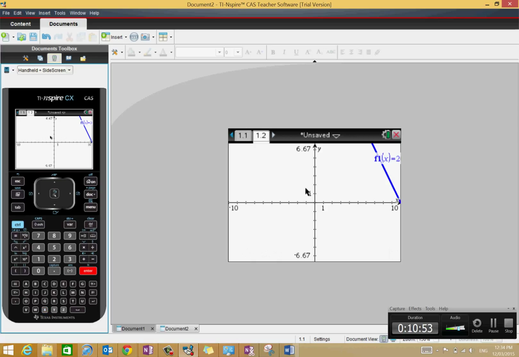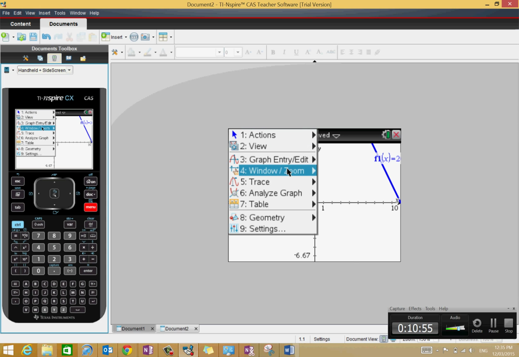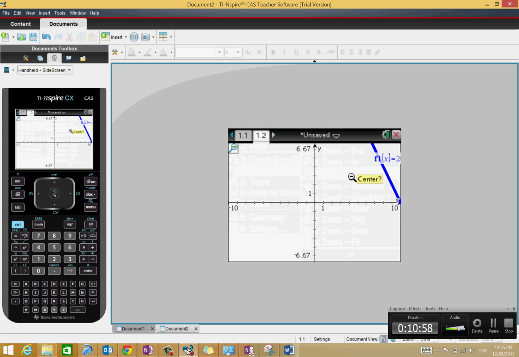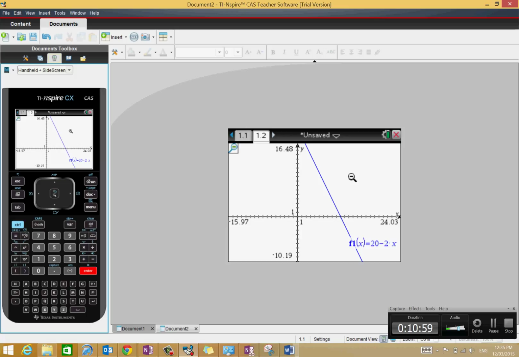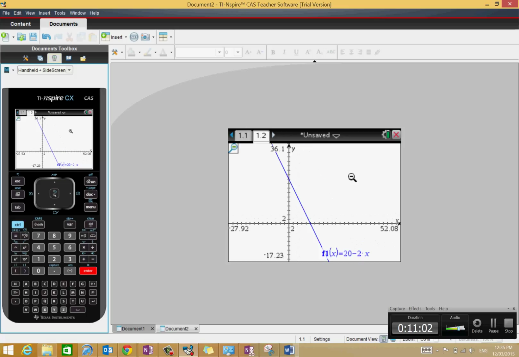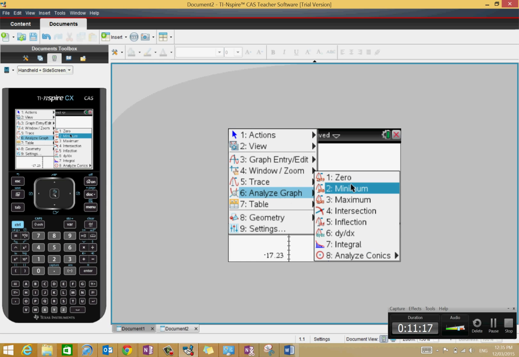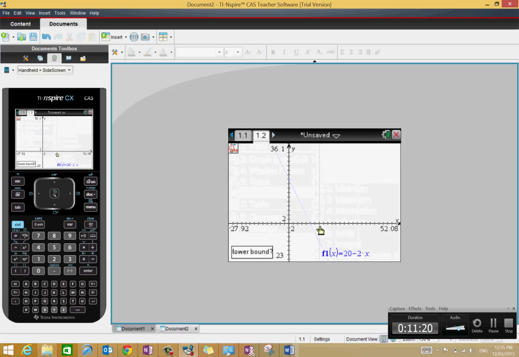So I press enter. Now I go to menu, then Window Zoom, and I'm going to zoom out because it's probably easier. Now we know what the y-intercept is, and we can label the coordinates of that. However, if you want to find the x-intercept, the easiest way, rather than solving an equation, is going to menu, analyze graph, zero. Then I select a lower bound and drag.